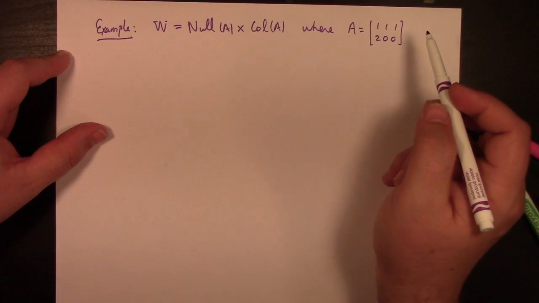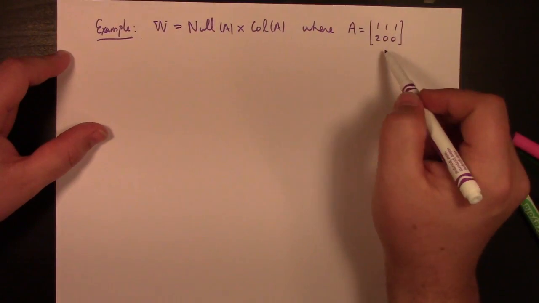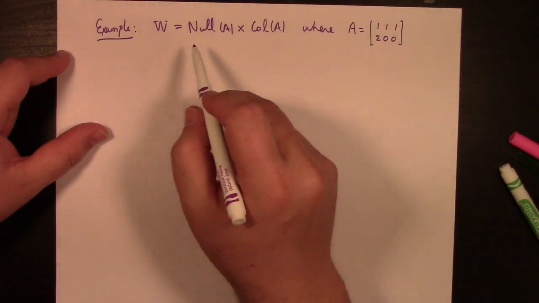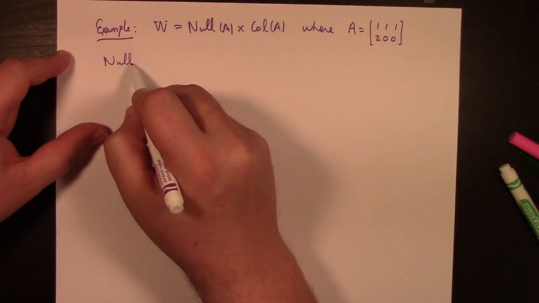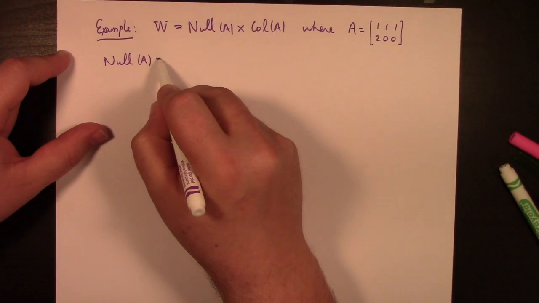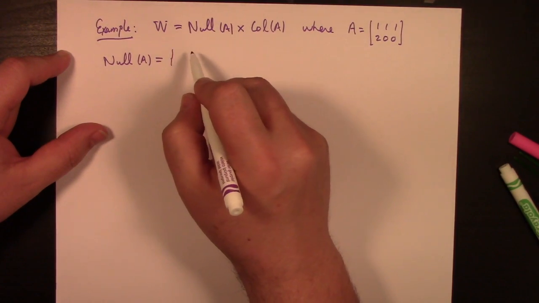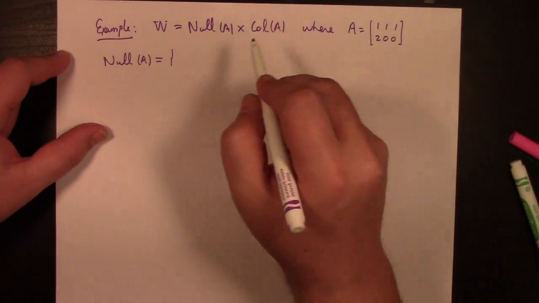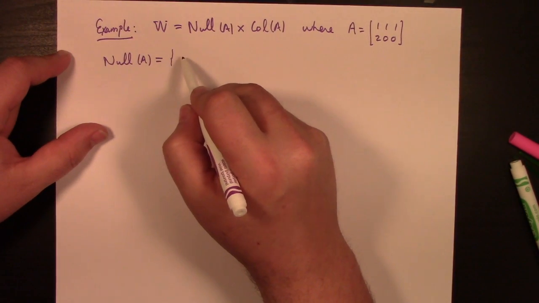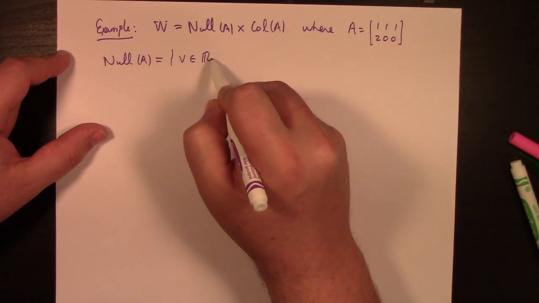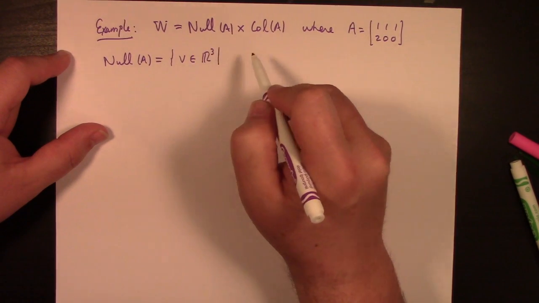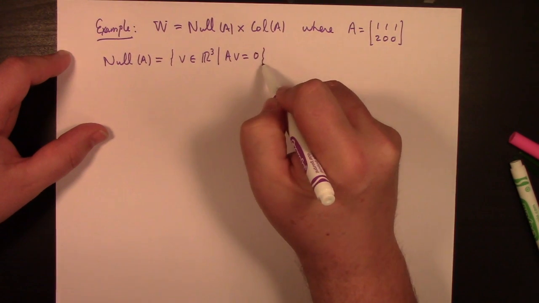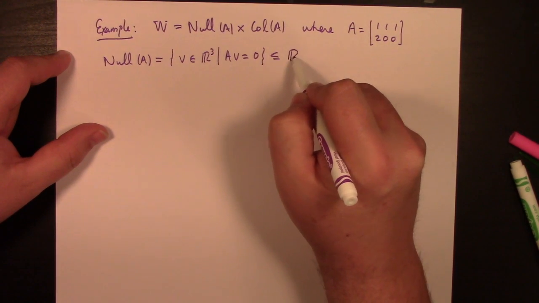All right, so what is, first of all, the null space of A? It is equal to, let's see here, A is 2 by 3, right? So this is going to be, let's say, V in R3, I'm working in the real case again, such that AV is equal to 0. All right, so this is a subspace of R3.